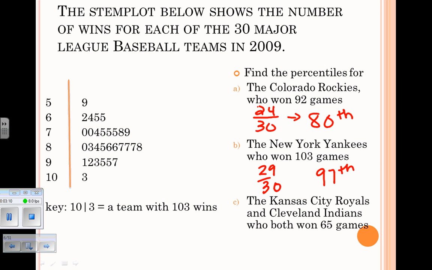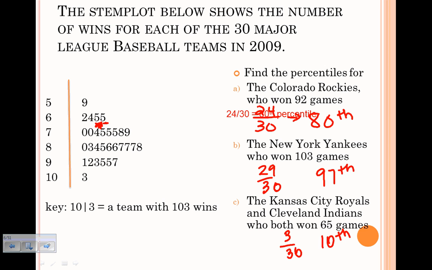Okay, what about the Kansas City Royals and the Cleveland Indians, who both won 65 games? Oh, our poor Royals. All right, so there are two different 65s. You are always going to go with the lower one, okay? So how many scored below the lower one? 3. Out of how many total? 30. So they are in the 10th percentile. Go Royals!